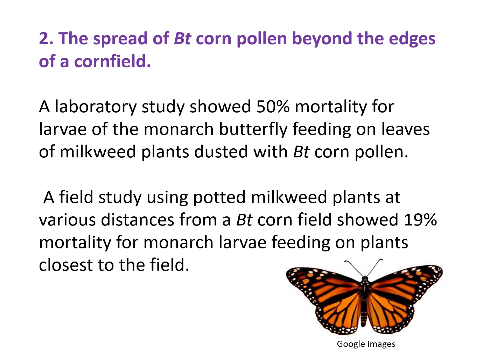Okay, and as I said earlier, the other problem with this is that anything that targets one species of Lepidopteran may target another species of Lepidopteran. So they did a laboratory study. These are monarch butterflies, and they're protected by law. A laboratory study showed 50% mortality for larvae of the monarch butterfly feeding on leaves of milkweed plants dusted with the Bt corn pollen. Of course, the pollen blows in the wind and will land on other plants. And then they did a field study planting plants at various distances from the Bt cornfield, and they showed a 19% mortality for the monarch larvae feeding on plants closest to the field.